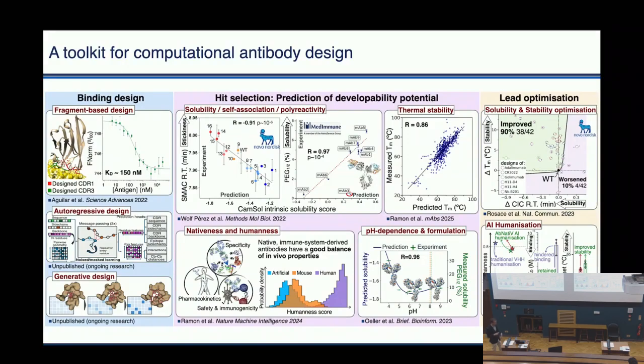In the pink shading, we have a number of tools that I call for hit selection, so things that can rapidly, from the knowledge of the sequence alone, predict the various properties that underpin developability. So in these panels, the x-axis is always our prediction from the sequence alone, and the y-axis is various experiments, in this case of stickiness or propensity to self-assemble or be polyreactive, of solubility. This one would be stability, so the measured melting temperature. And the bottom line is really that our prediction can almost replace experiments.